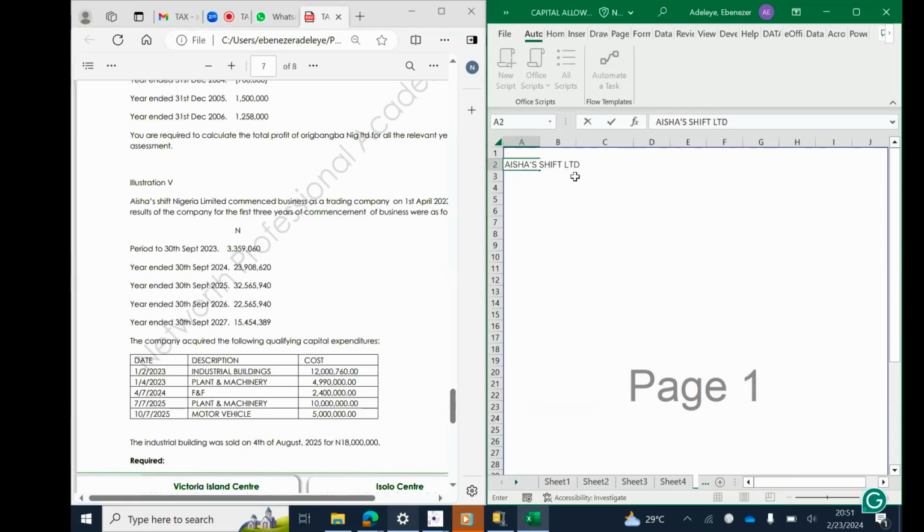What did they say the company is? They said the company is a trading company. That's already implied in how we are going to treat their capital allowance. This is a full question, a really comprehensive question, and that's the reason I want us to deal with it.